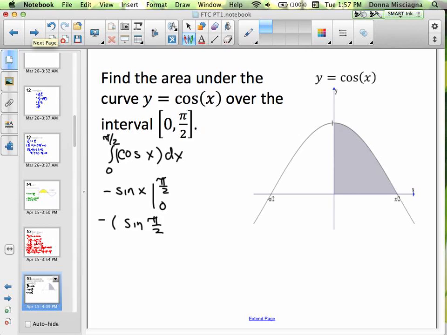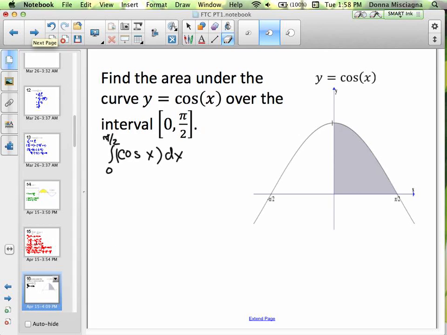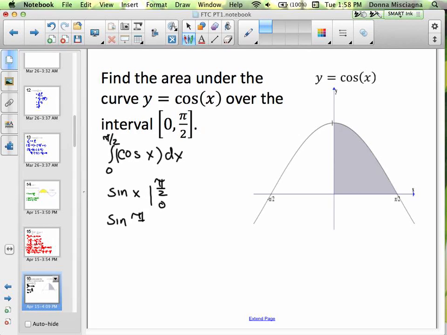Oh, I'm sorry, this isn't one like we had before. I'm thinking of taking the derivative of cosine x. The derivative of sine x is cosine x. So I was thinking of taking the derivative of cosine x, which is negative sine x. There's no negative here. This would just be sine x from 0 to pi halves. So that would be sine pi halves minus sine 0. Sine pi halves is 1, sine 0 is 0, so 1 minus 0 is 1.